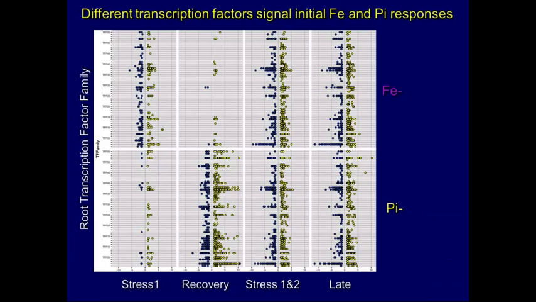So to have a better idea of the transcription factors that might be regulating this, we also looked at the different transcription factor families, and this is again just the root data. What you can see is, in these first 2 time points, which is stress 1 and the recovery, iron and phosphate are not at all similar. But then with stress 1 and the second stress response and the late stress, suddenly the same transcription factor families are being activated. So to us, what this means is that recognition of iron deficiency occurs using different mechanisms than recognition of phosphate sufficiency, but they actually eventually use the same pathways.